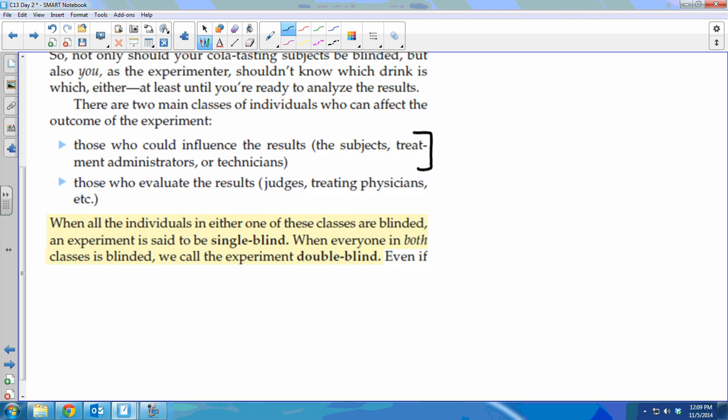And then you have those who evaluate the results. Judges, treating physicians, persons that are going to run analytics on your experiment, whatever. So single blind, if one of the people in one of these groups doesn't have a clue. Double blind, if a person in both of these groups doesn't have a clue. All right? Questions about that?